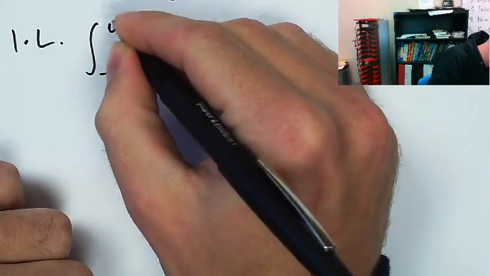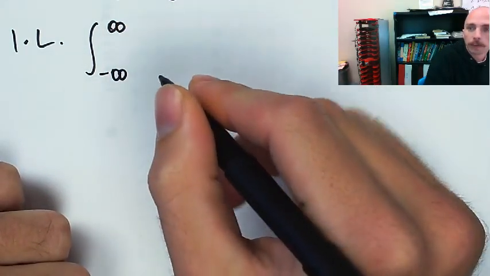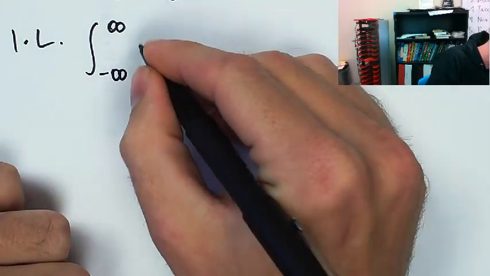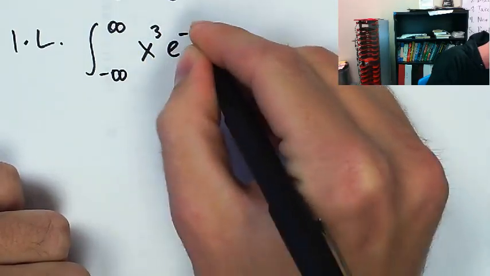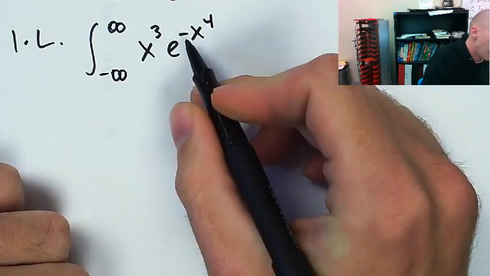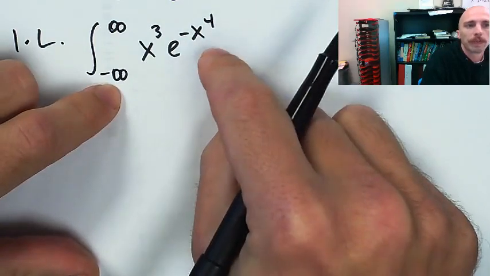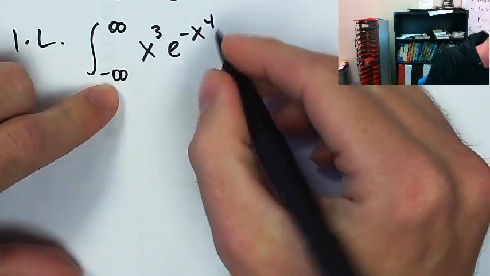This integral from negative infinity to infinity of x to the third times e to the negative x to the fourth. This is looking like a u-substitution, because the derivative of negative x to the fourth is proportional to x to the third.